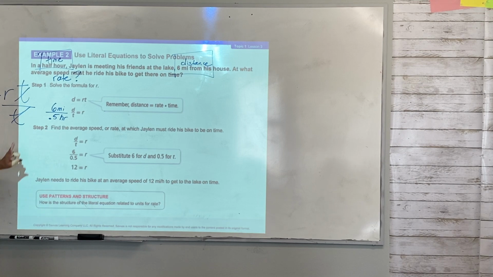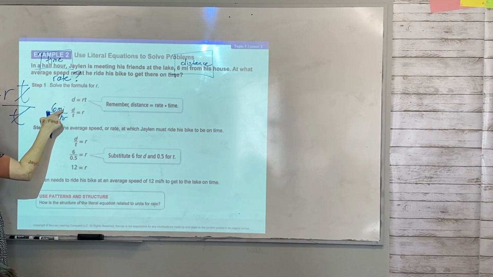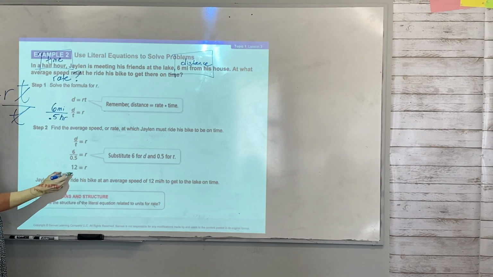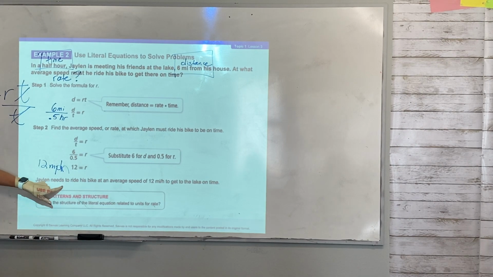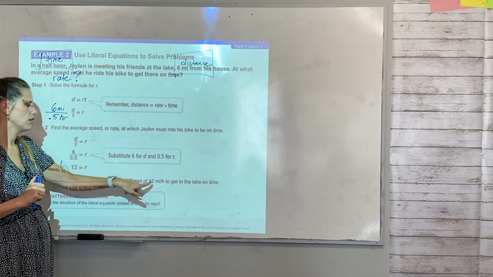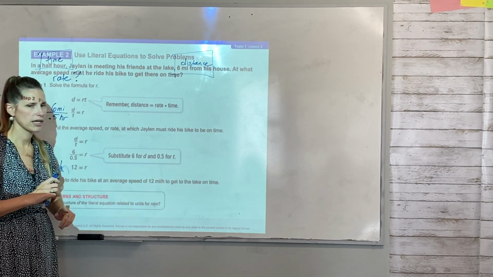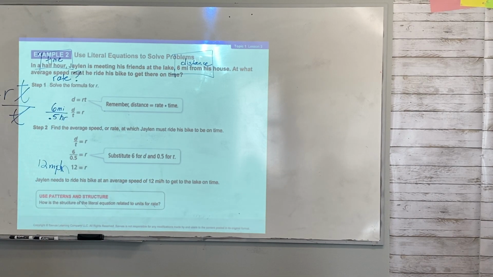Okay, so now when you plug it in, we don't have to solve algebraically. We solved algebraically here, so now we can just divide. What's 6 divided by 0.5? 12. So it's 12 miles per hour. 12 equals the rate, 12 miles per hour. Jalen needs to ride his bike at an average speed of 12 miles per hour to get to the lake on time.